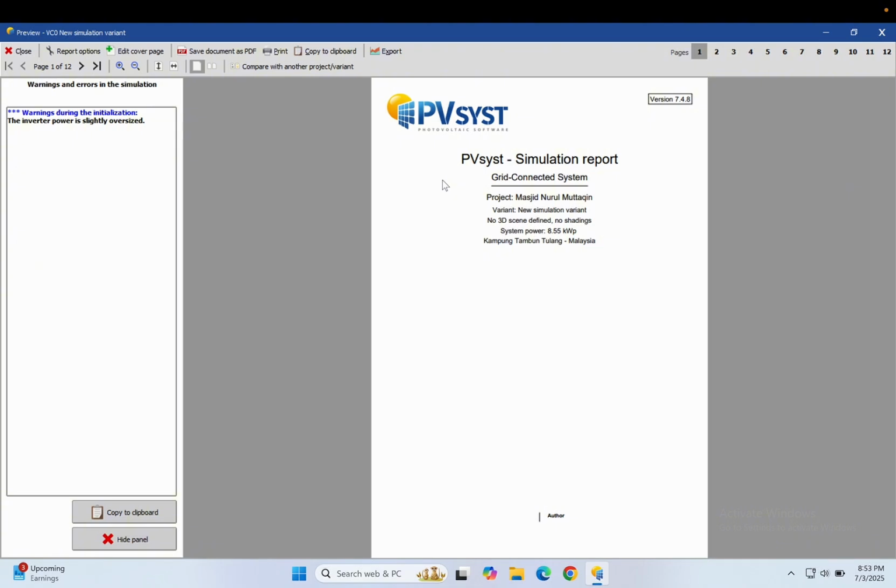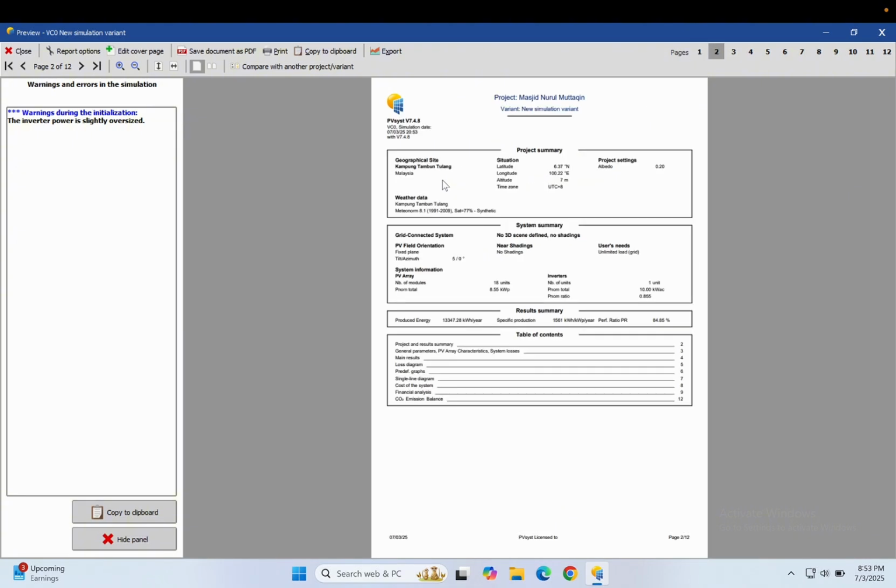This is the PVsyst report. Based on the simulation, the PV system is expected to generate 30,347.27 kilowatt-hour per year with a performance ratio PR of 84.85% and a specific yield of 1561 kilowatt-hour per kilowatt peak per year.